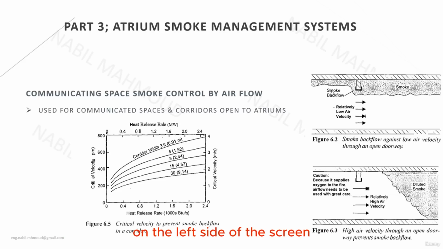If we refer to the figure on the left side of the screen, we can see a figure that is linking the amount of heat generated from the fire with the velocity that you need to supply the air with into this corridor to prevent any smoke infiltration. We can see on the bottom horizontal axis the heat release rate in British units, and on the top horizontal axis the heat release rate in megawatts. While we can see on the vertical axis the velocity of the air that you need to supply to minimize or prevent any smoke infiltration and to provide protection for the communicating space. While the tilted or curved lines are representing the corridor width. So let's give an example for this.